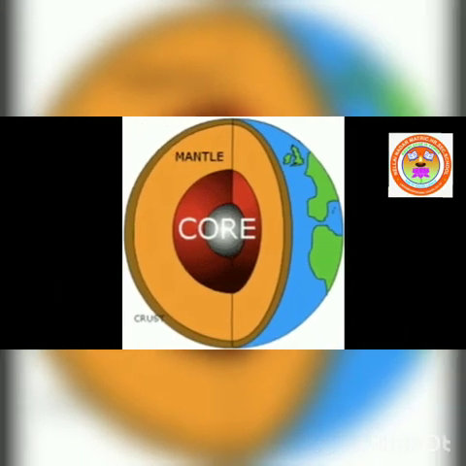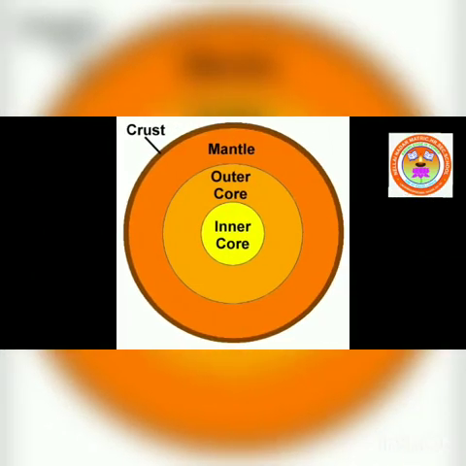The next one is the core. The core is the innermost and hottest layer of the Earth, which lies below the mantle. It is composed mainly of nickel and iron, Ni and Fe, so it is called Nife. The core is divided into a solid inner core and a liquid outer core, which you can see here, inner core and outer core.